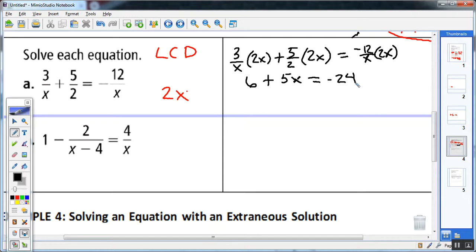What are you going to do to both sides? You got it. You bet. So, 5x would equal what? 5x would equal negative 30. And then divide by 5 and x is negative 6.